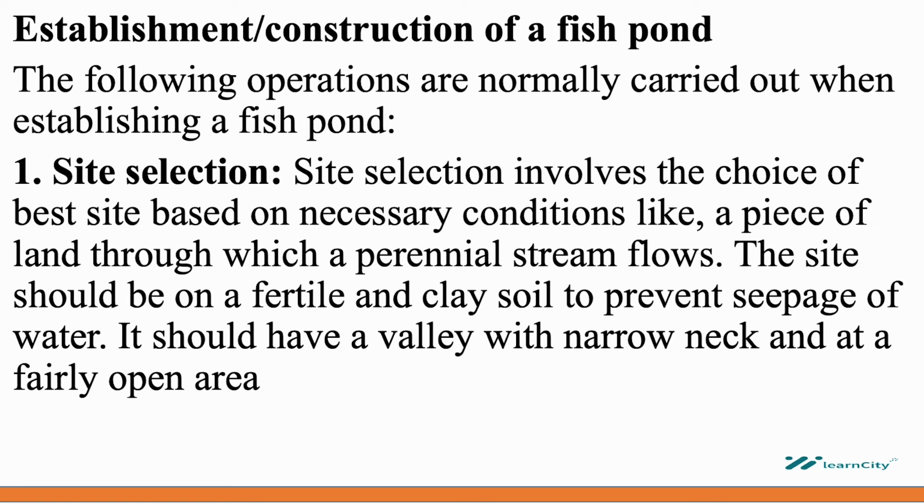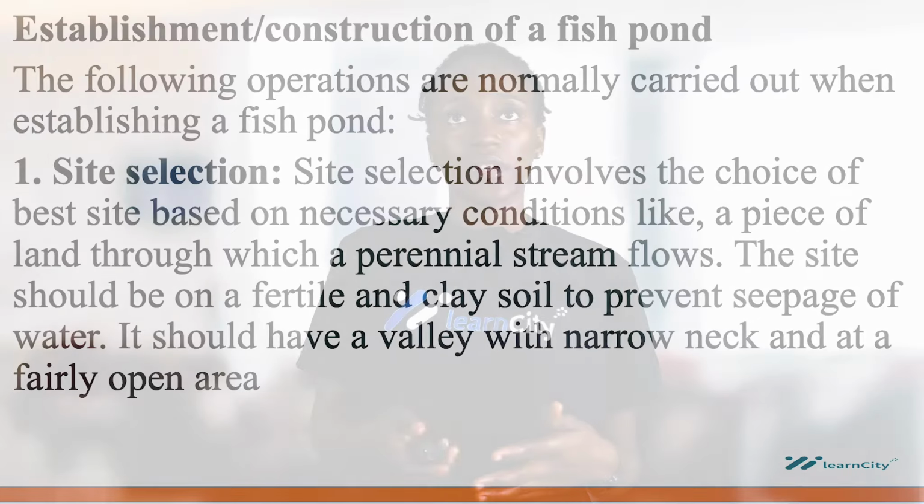Site selection involves the choice of the best site based on necessary conditions, like a piece of land through which a perennial stream flows. The site should be on a fertile and clay soil to prevent spillage of water. It should have a valley with narrow neck and be at a fairly open area.